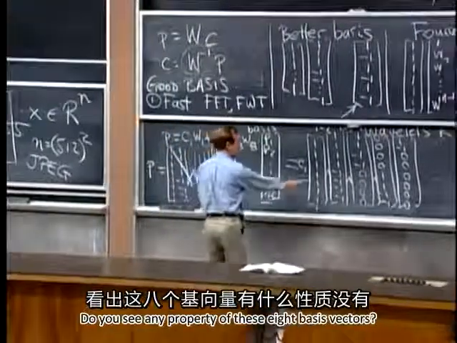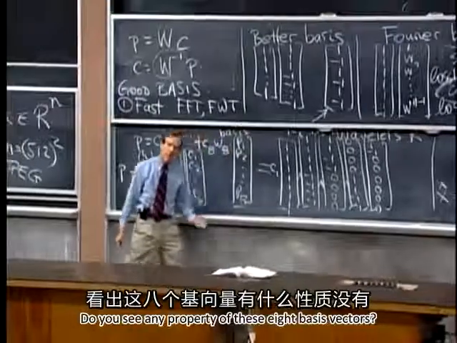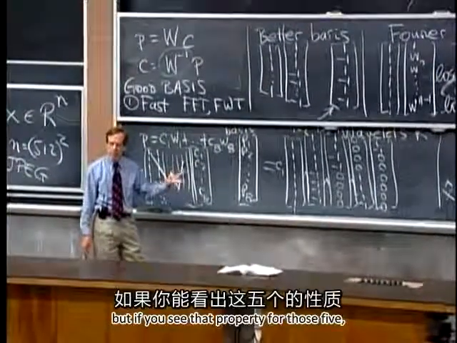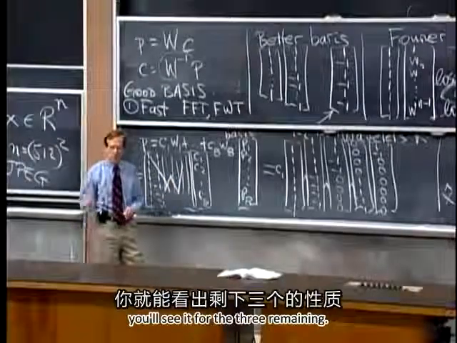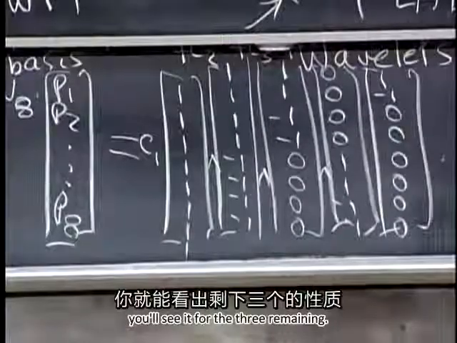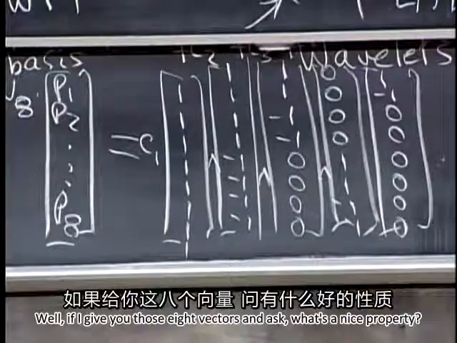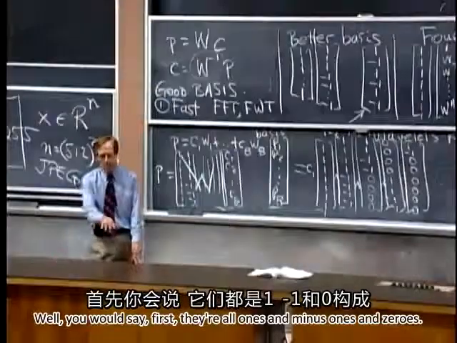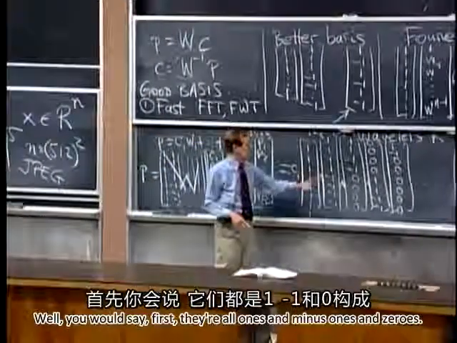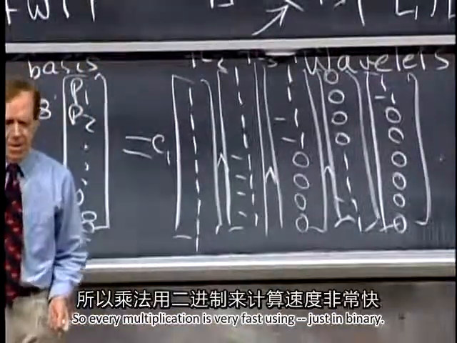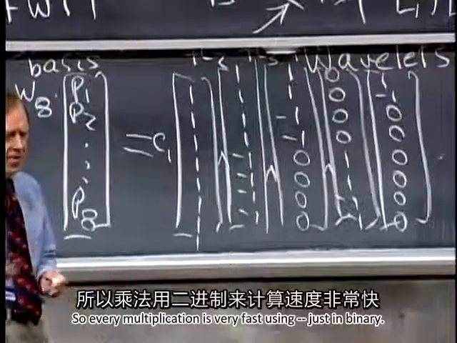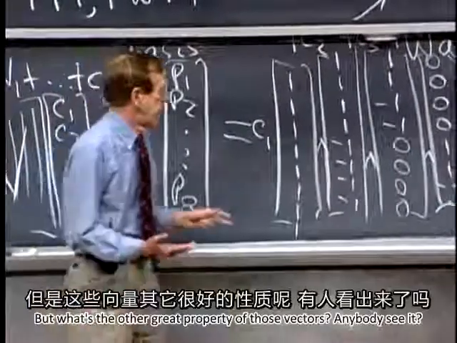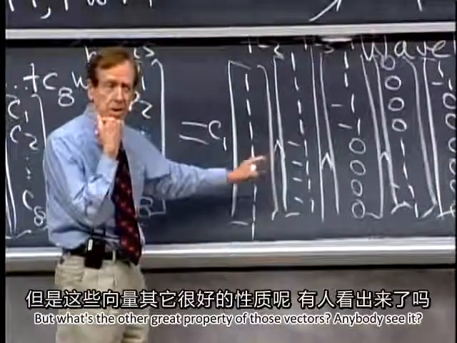Actually, you can see why it has a nice inverse. Do you see any property of these 8 basis vectors? Well, I've only written 5 of them, but if you see that property for those 5, you'll see it for the 3 remaining. If I give you those 8 vectors and ask, what's a nice property? Well, you would say, first, they're all 1s and minus 1s and 0s. So every multiplication is very fast, just using binary. But what's the other great property of those vectors? Anybody see it?